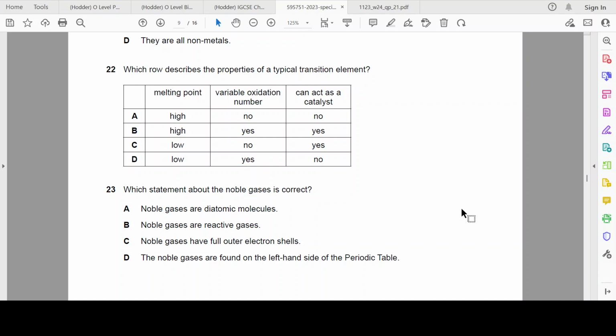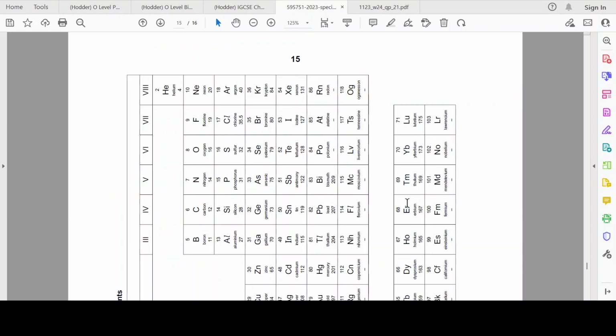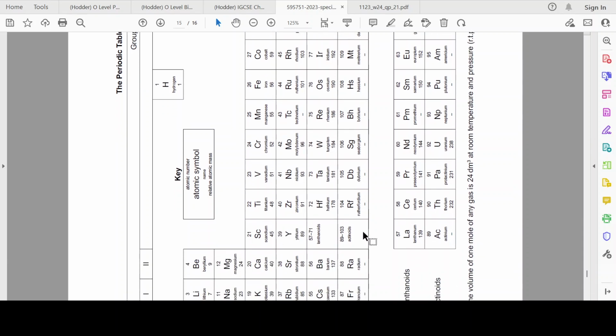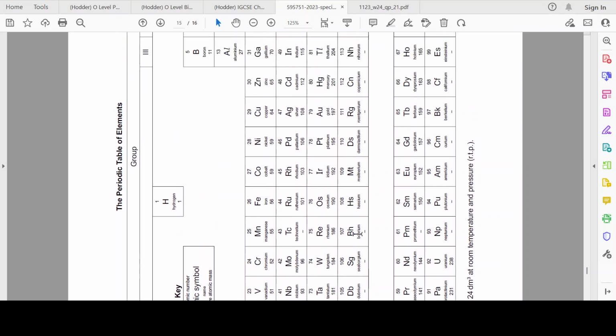You pick any transition element, what will you see? Can you give an example of a transition element? Iron, vanadium, like all of these in between, right? You've got tin, vanadium, chromium, manganese, iron, cobalt, nickel, copper, right? Palladium, lead. No, you don't have lead here.